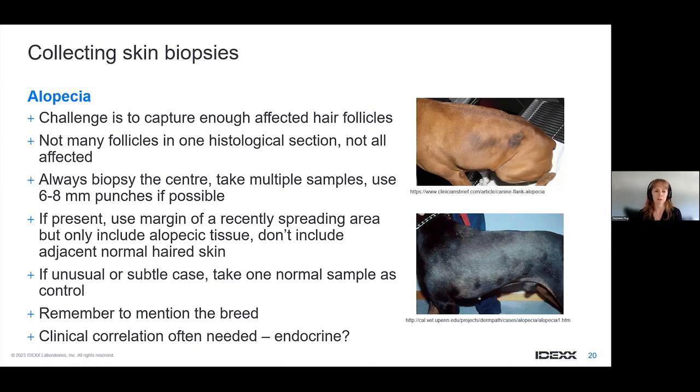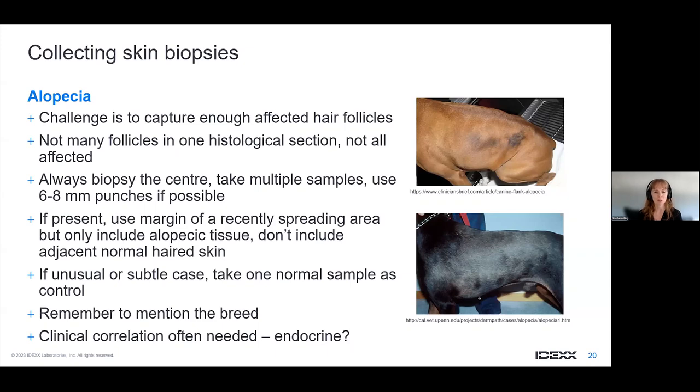If you have a very unusual case or a subtle case with only tiny areas of alopecia, then it's also helpful to take one normal sample as a control sample, especially if you have certain breeds like Pomeranians, for example. They have really unusual hair follicles histologically, so it really helps to have a normal sample, but that would be a sample that I would ask you to submit separately so that we don't get confused with the other samples. And I've already mentioned Pomeranians as an example.